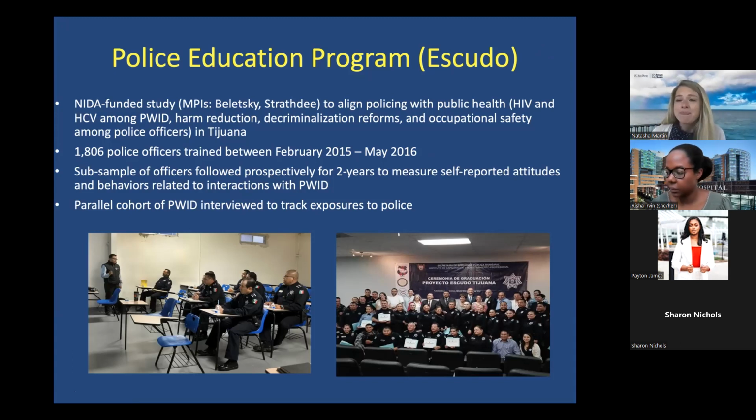And then they took a subsample of those and they followed those police officers for 2 years to see whether their behaviors changed after they had received this training. So we could see among the police officers, did they report any changes in their behavior? But then we also have this parallel cohort of people who inject drugs that we could follow to see whether they reported any changes in exposures, right? To see if those two things triangulated.